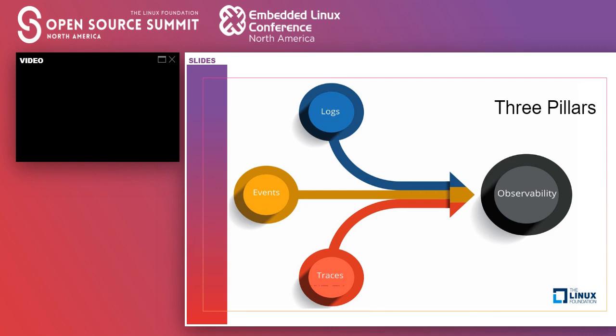Similarly, events are focused on the periodic measurement of information that gives you an idea of the overall state. This could be things like disk space, CPU usage, or the number of processes of our system.